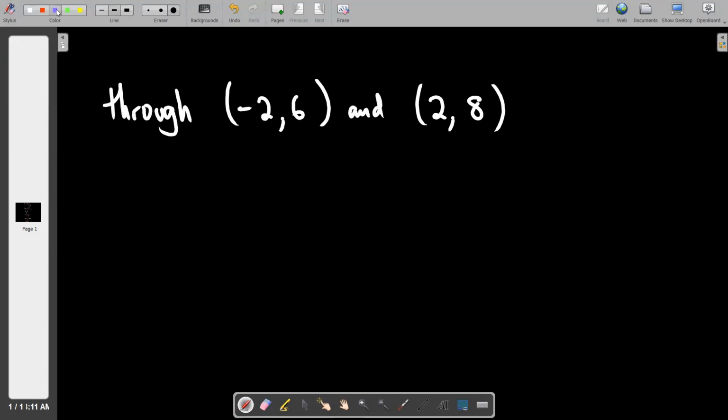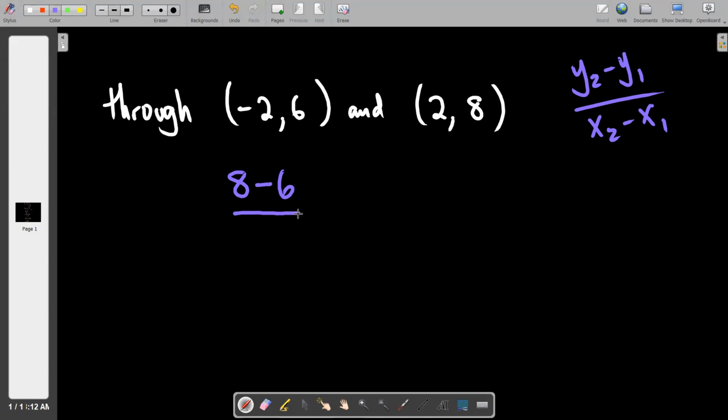So this is where we have to use our little nice. Good. So what's that going to look like when I go to find the slope? What's my top subtraction problem going to say? 8 minus 6 over. And what's my bottom subtraction problem going to say? 2 minus negative 2, or 2 plus 2. Very good.